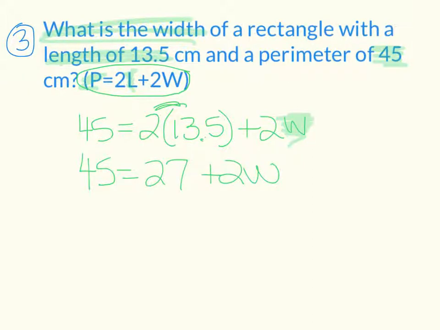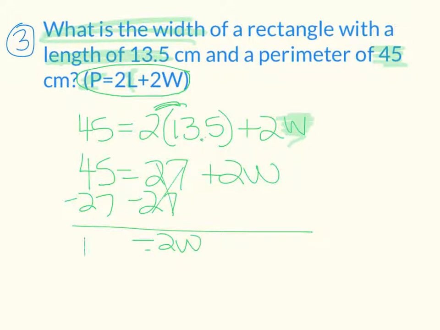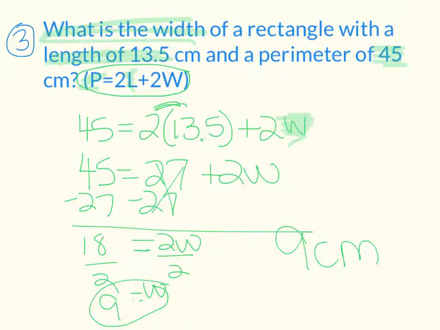Okay, and once we get there, it's a two-step equation. So let's subtract 27. Okay, those cancel. And I have 2W equals 18. Now I get rid of the 2. And W equals 9. Okay, so our length is 9, our width, sorry, is 9 centimeters. Okay. So most of these are going to be substitution problems as well. Let's look at the last one. It's probably the toughest one.